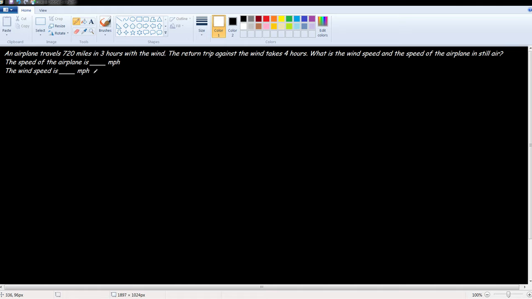So let's start. It says an airplane travels 720 miles in 3 hours with the wind. The return trip against the wind takes 4 hours. And then it asks, what is the wind speed and the speed of the airplane in still air?